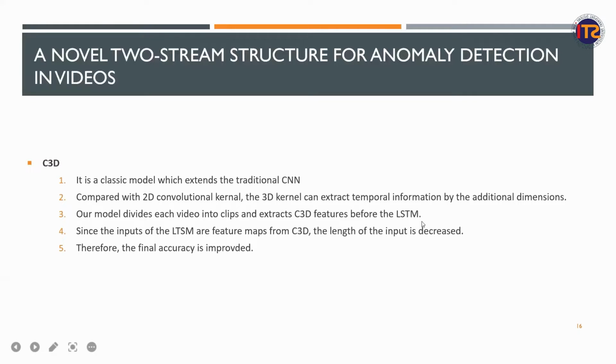So now we take a closer look at CVD. Actually, CVD is a classical model which extends the traditional CNN. Comparing with the 2D one, the 3D one can extract temporal information through the additional dimension. What we do in our model is divide each video into clips, one by one, and extract the CVD features before passing them to the LSTM. Since the inputs of the LSTM are feature maps from CVD, the length of the inputs has been decreased a lot. As a consequence, the final accuracy has been improved.